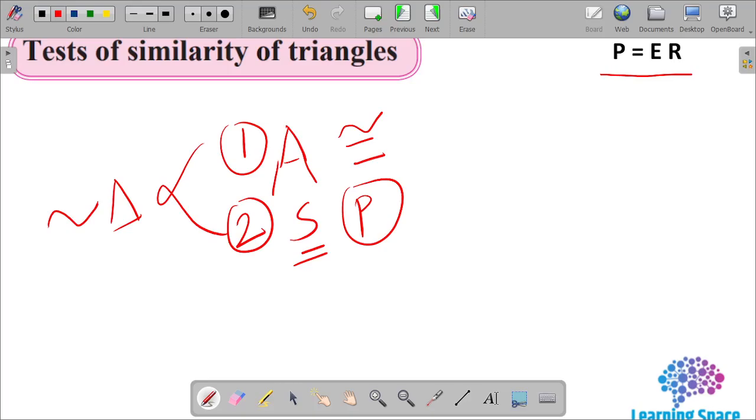What is proportionality? Proportionality is the equality of ratios. If you don't remember this, I'll break your pair.